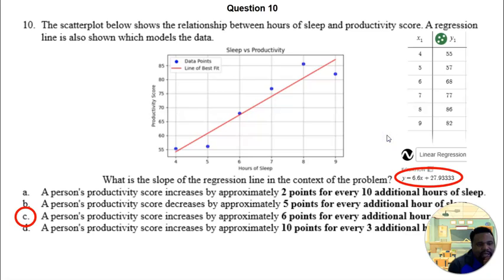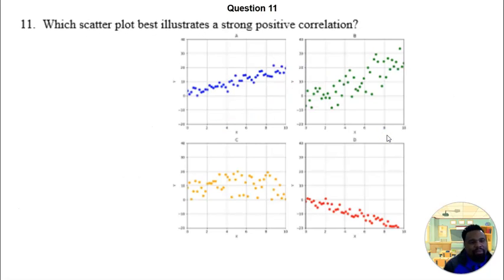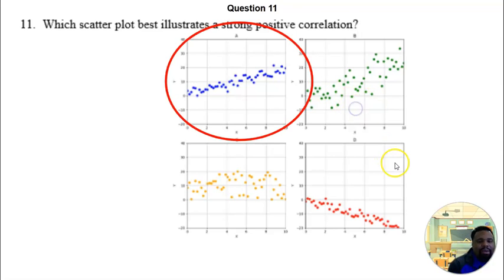All right, let's take a look at number 11. Which scatter plot shows a strong positive correlation? So look at what positive correlation means. As x increases, y increases. All right, so both of these are positive. This doesn't look like an association because it's not moving up or down. This is a negative association. We have to look between A and B. Since the points are closer together for A than they are for B, A would be the strong positive.